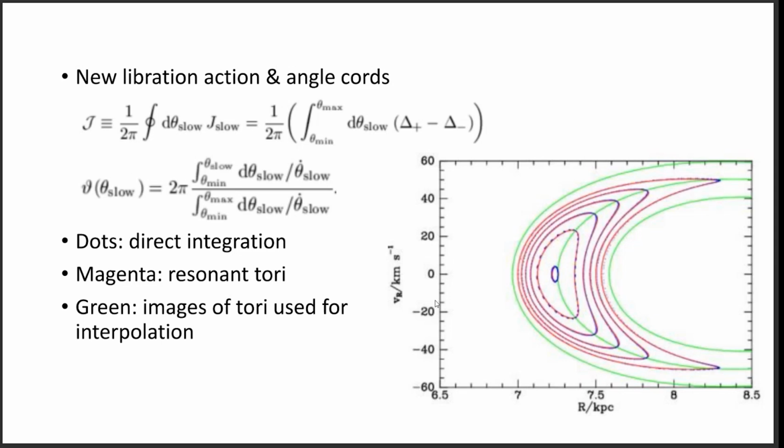And I hope you can see some dots. They're pretty hard to see, because the dots are obtained by numerical integration of the full equations of motion, and you can see that they are overlain by the magenta curves obtained by these analytic formulae laid on the angle action variables provided by torus mapping.